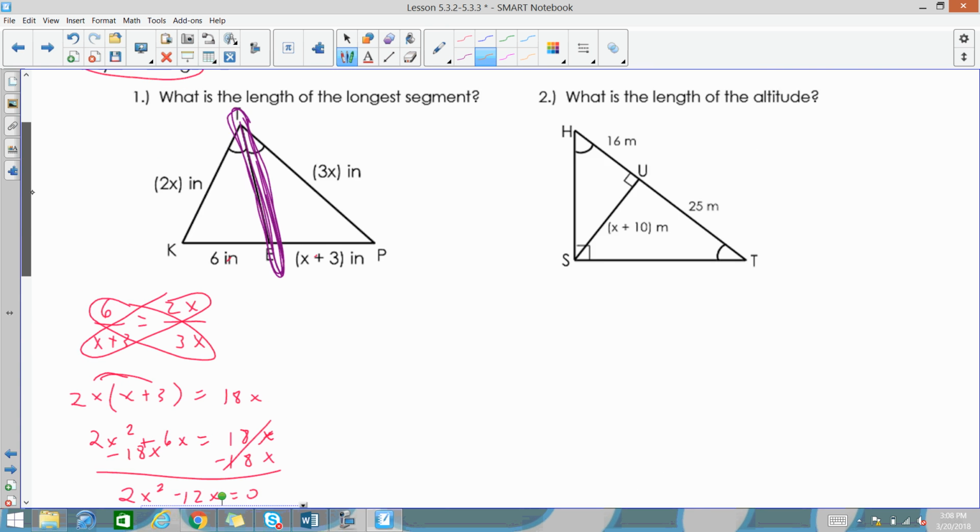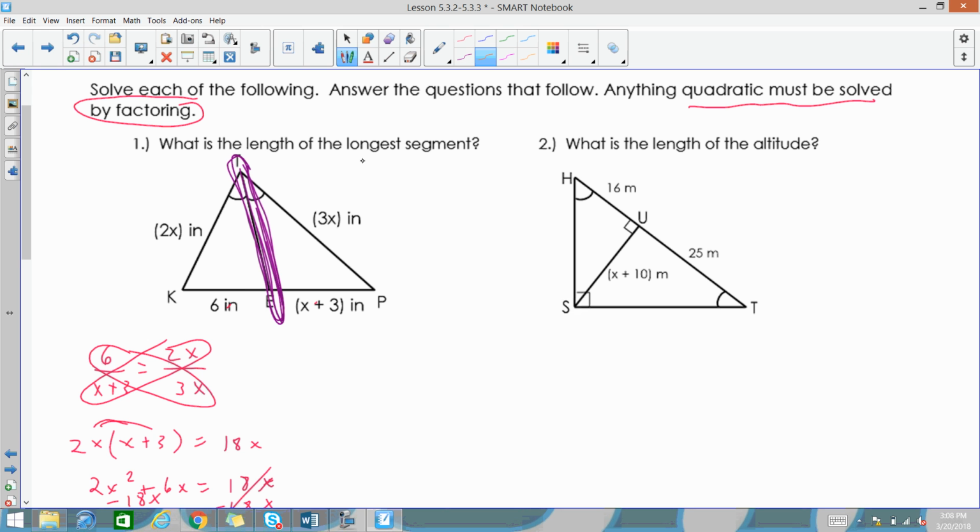Now, the question didn't say what's the value of x. It says what's the length of the longest segment. So since x equals 6, we're going to put 6 in all these. So 2 times 6 is 12, 3 times 6 is 18, and 6 plus 3 is 9.